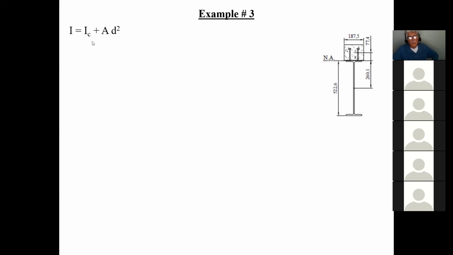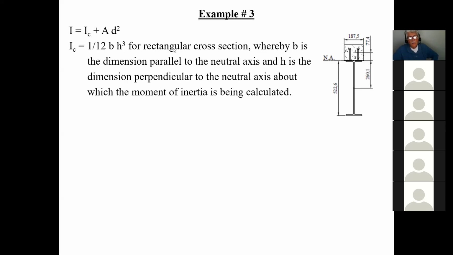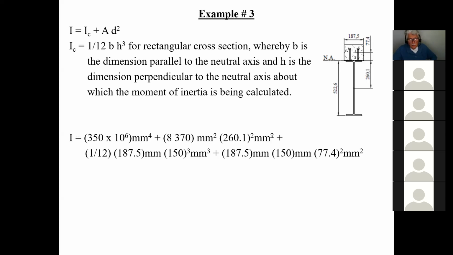So IC, of course, is 1/12 the base. So for this one, it's very simple to calculate. It's 1/12 the base, which is 187.5, times the height here. And therefore we have, okay, IC is 325 times 10 to the 6. This is the one that's for the steel, which is given to you from the steel handbook, okay? This is the area that you get from the steel handbook. I'll give you that in the problem.